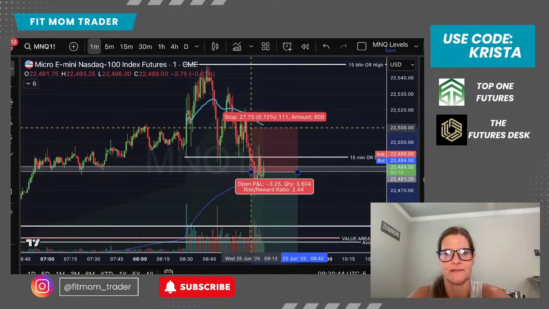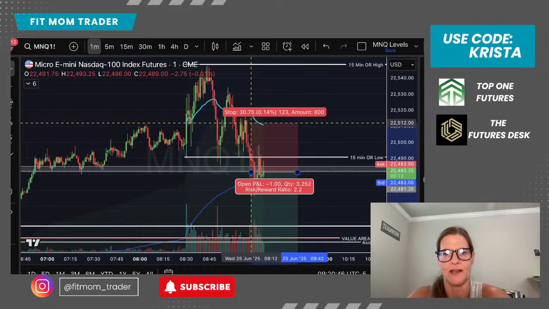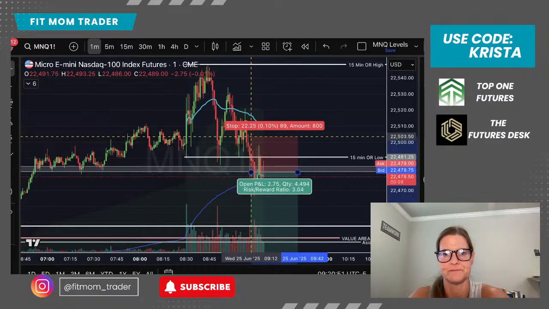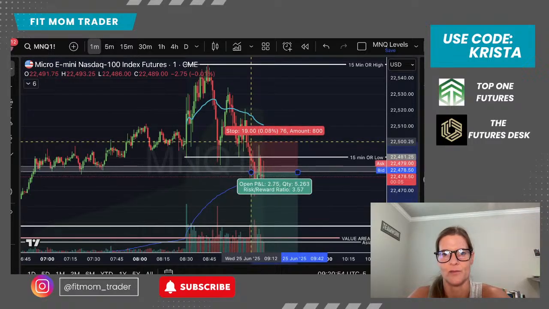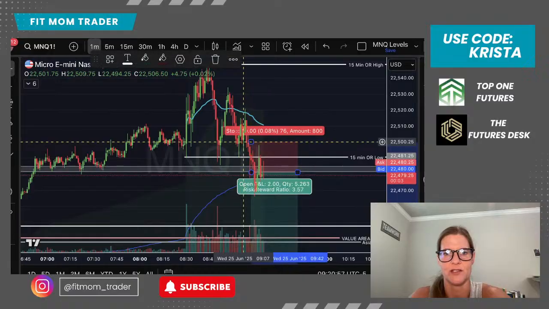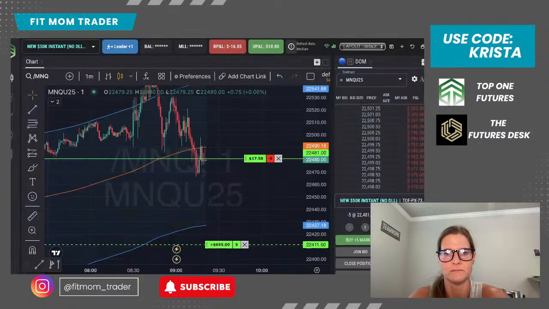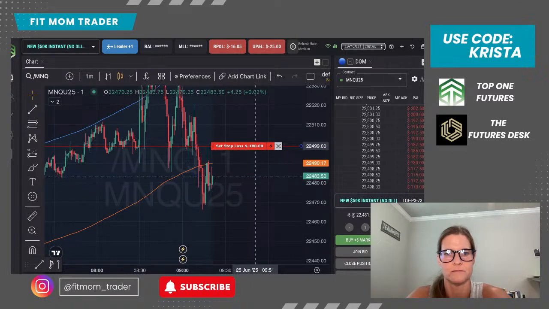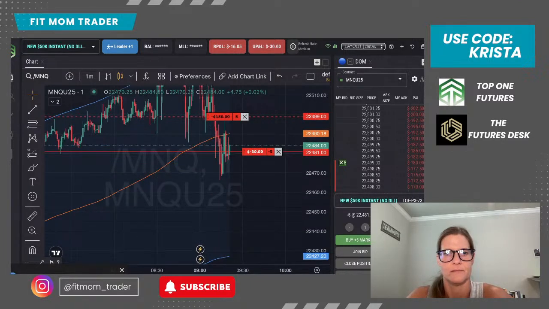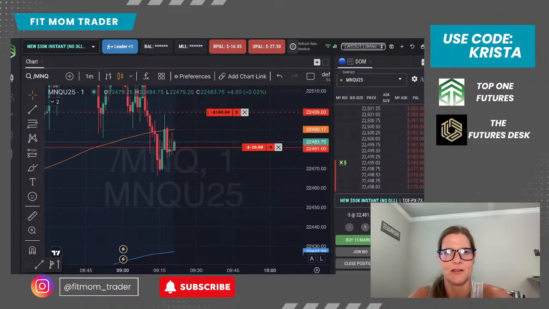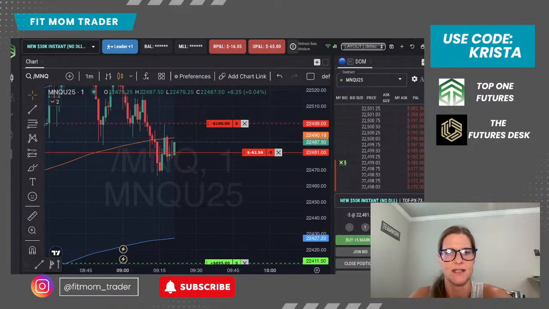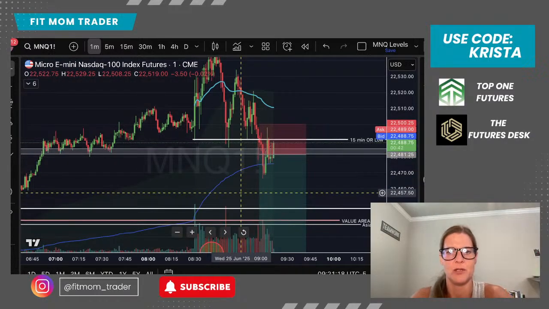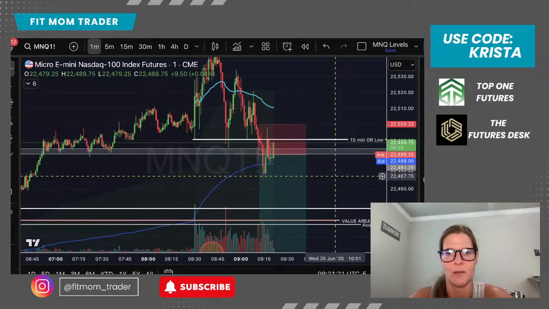So stop loss, I don't want to let it come back into the range because then I feel like it's going to go higher, and this would be a fake out. So probably going to put it above that wick at 22,500. Starting to feel a little less confident in it at this point, just because it is holding above VWAP, kind of pinching below 15-minute opening range low and VWAP.